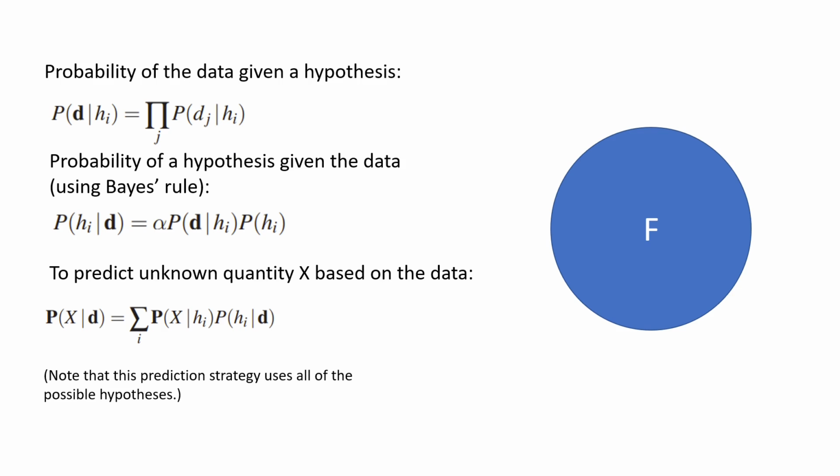But then the probability of a hypothesis given the data, we can simply use Bayes' rule and multiply the probability of the data given the hypothesis, which we just calculated here, by the prior belief on that hypothesis. Then, if we also want to predict the next candy drawn based on the candies drawn so far, we can predict this quantity x based on the data by just summing up over all the hypotheses.